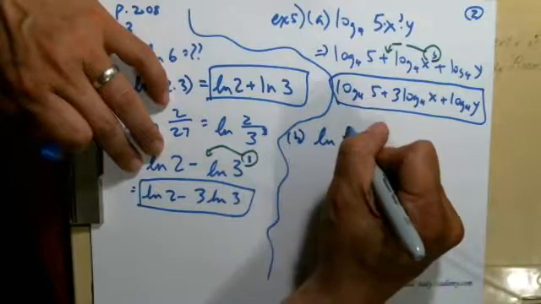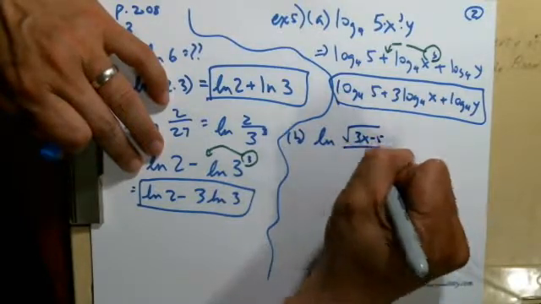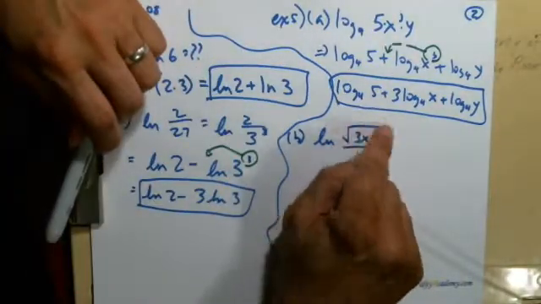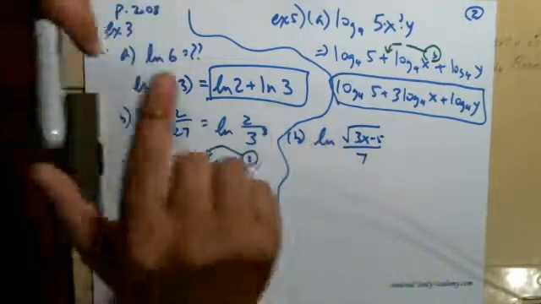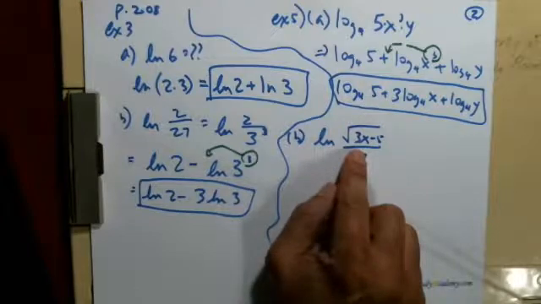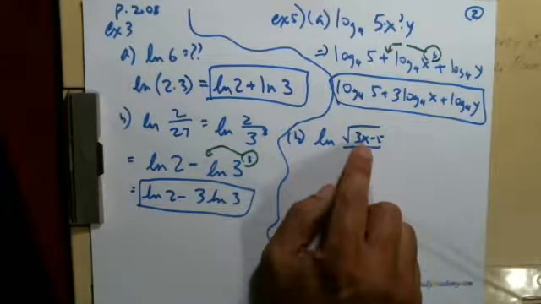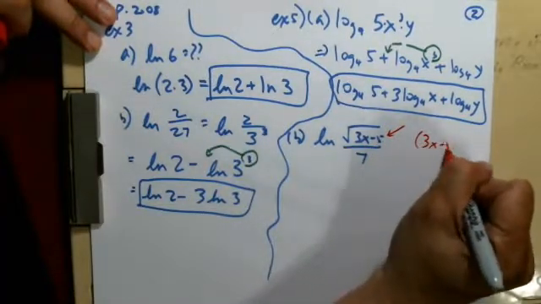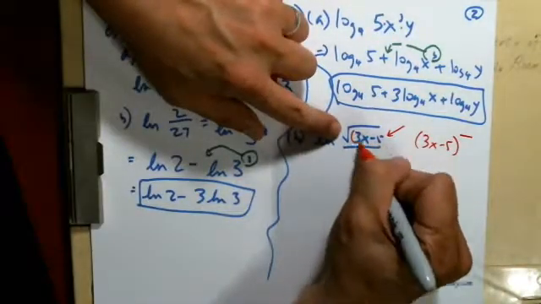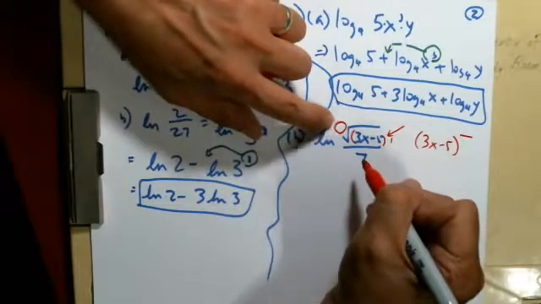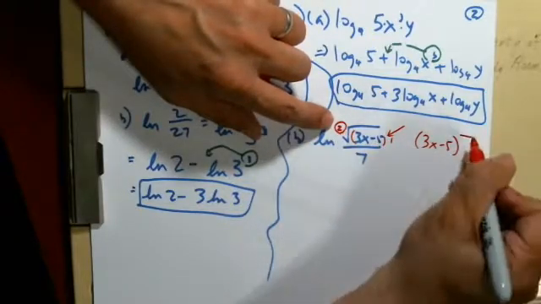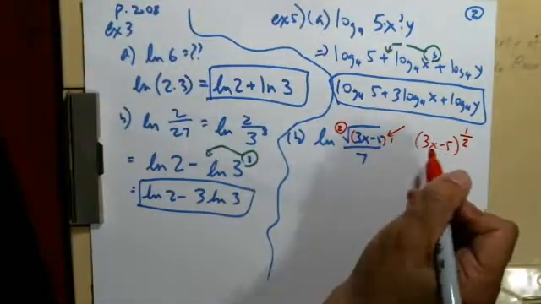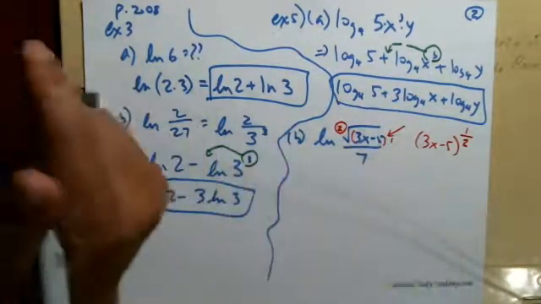Natural log of the square root of (3x minus 5) over 7. Now you notice that we have a little bit of a problem here because of this radical. You have to change a radical state into an exponential state. So the first thing is we're going to change this radical to an exponential. This portion right there is (3x minus 5) to, because this is a 1 right there, and what is the index here? If there's nothing there, the index is 2. It's a square root. So the 2, the denominator, is the index, and 1 is the exponent. Make sure you can go from radical state to an exponential state.